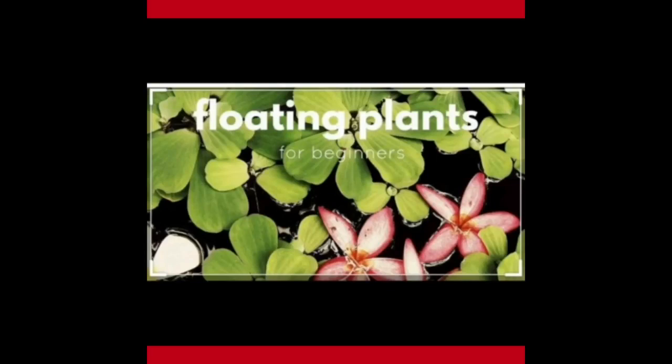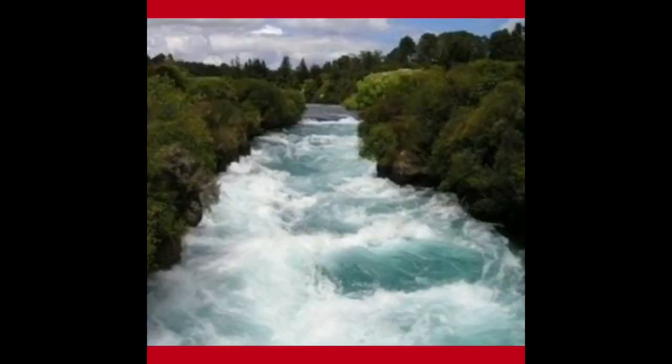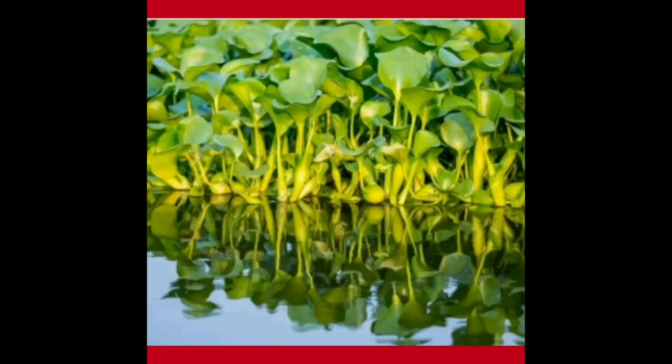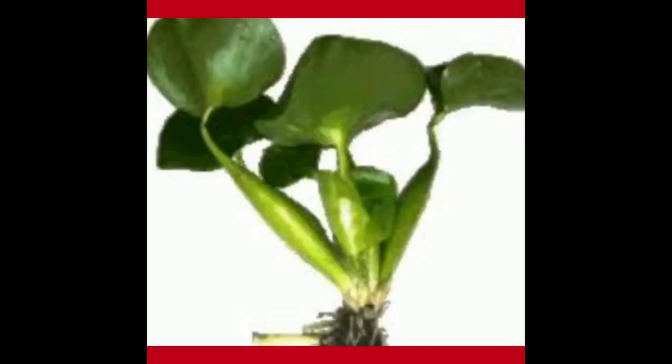Now, the first one. Floating plants. Have you ever seen some plants floating in the pond, lake, or river? Yes, the plants like water hyacinth and duckweed can float freely in water. These plants are not fixed in the soil. They float freely on water, and the stems and leaves of these plants are light and spongy. This helps the plants float freely on water.